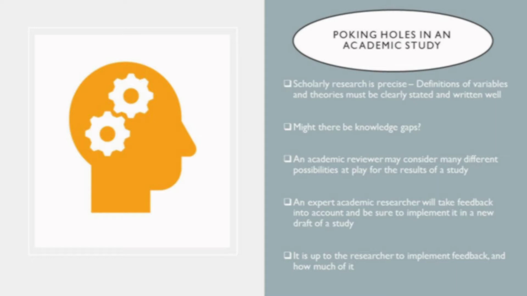Fine. An academic reviewer may also consider many different possibilities at play for the result of a study. So I might make a claim that demonstrates something. An academic scholar or reviewer may come in and say, well, I'd like to see another data chart. I'd like to see something else to help support what you're trying to argue for. And then really a good academic researcher will take the feedback and implement it into the journal article.